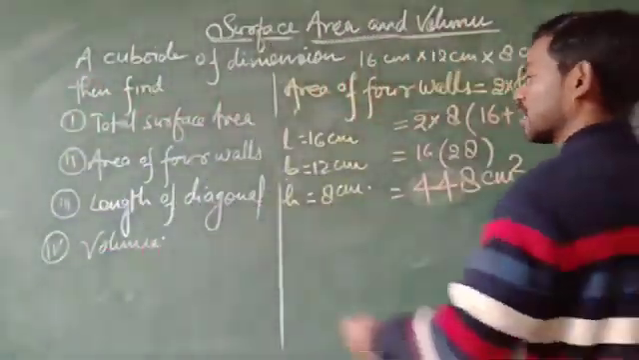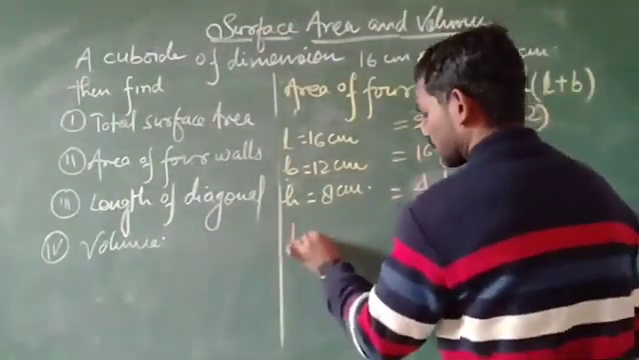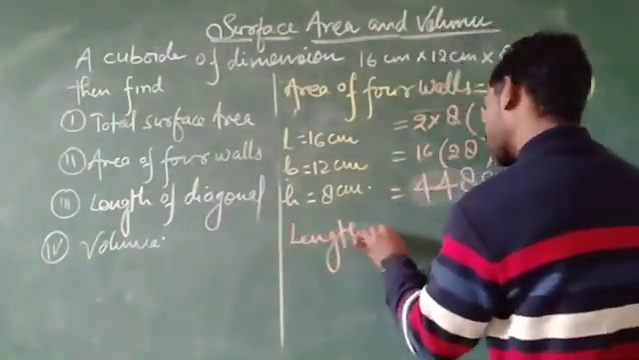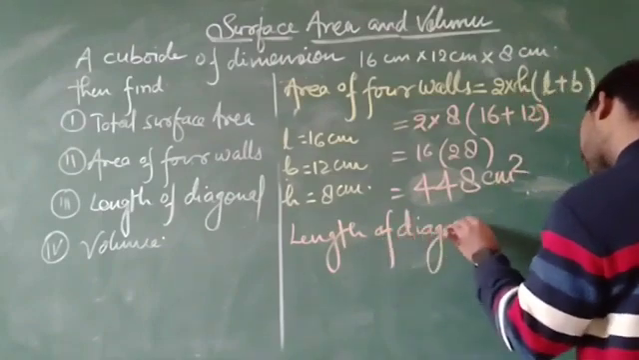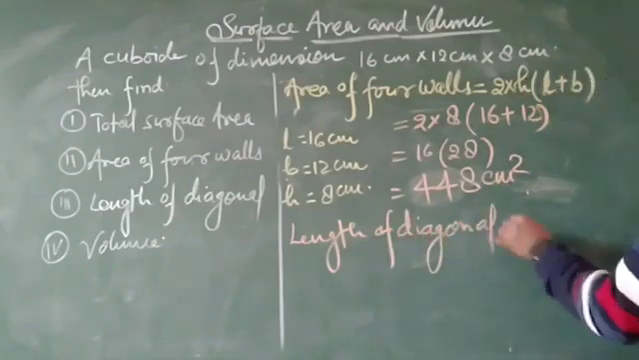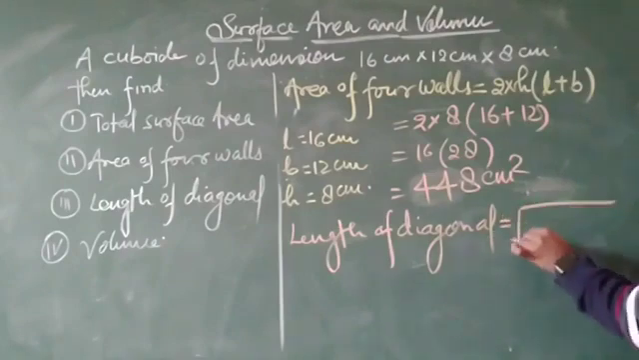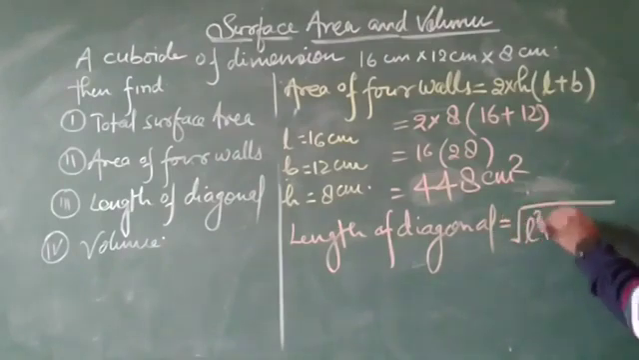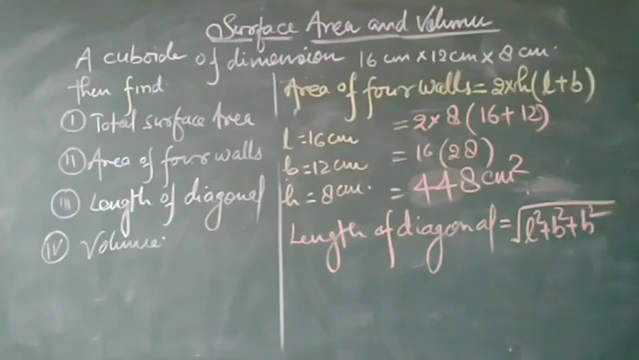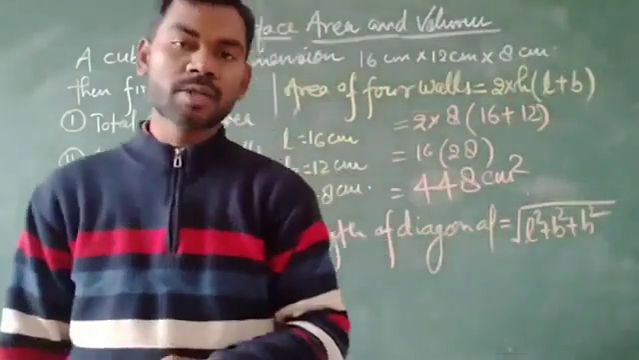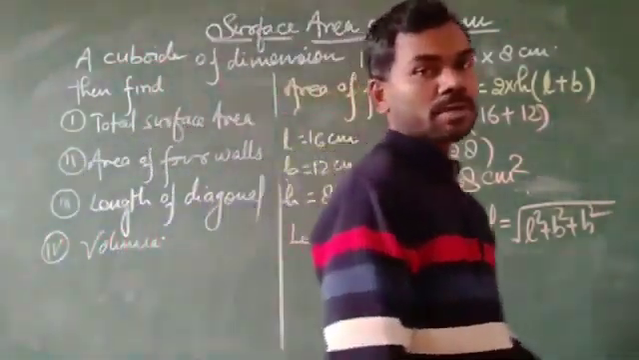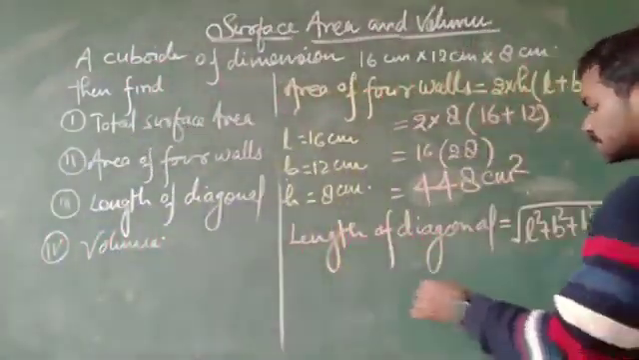The third part is the length of the diagonal. The length of the diagonal is given by the square root of L square plus B square plus H square. So this is the formula for the length of the diagonal. Now substitute the values.